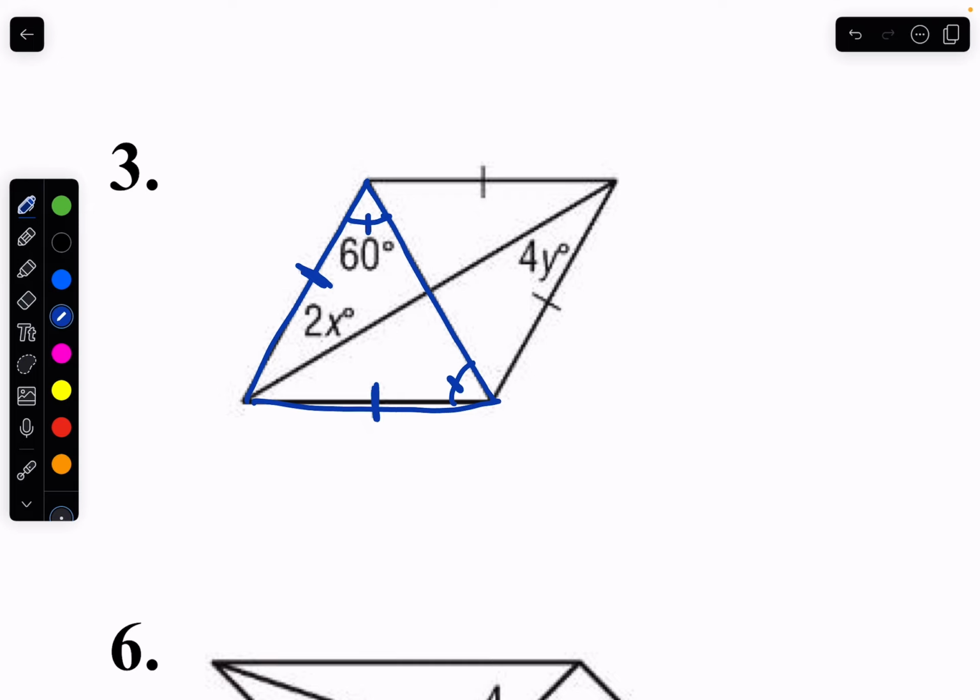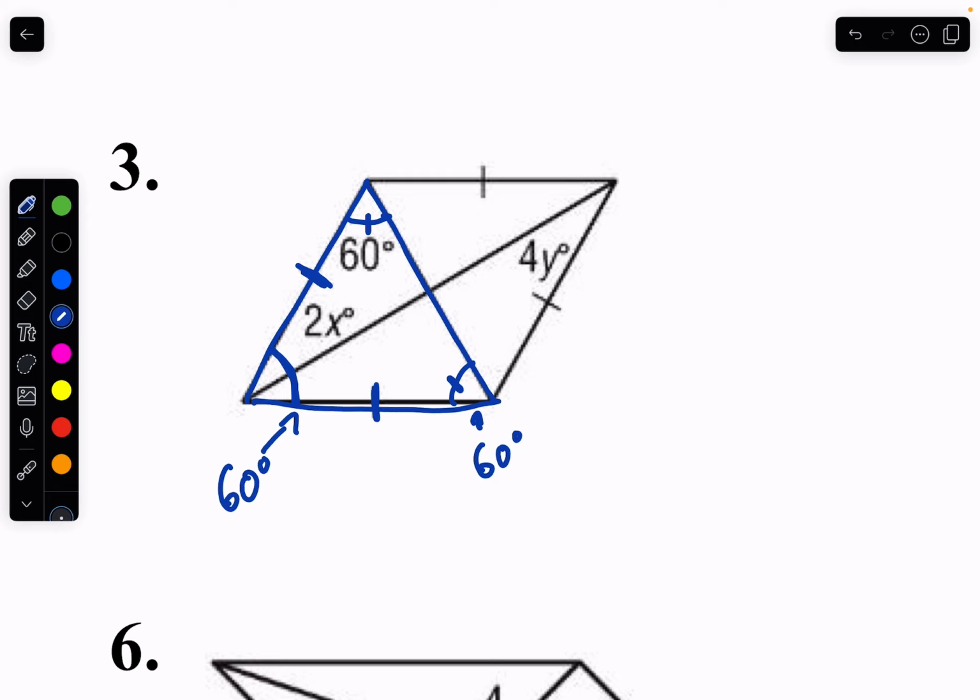So immediately I can say that the other base angle is 60 degrees. Now I take a look and I say, well, you look at that. That's 60. That is 60. I wonder what this angle is. Well, I know what that angle is. That angle is also 60 degrees.